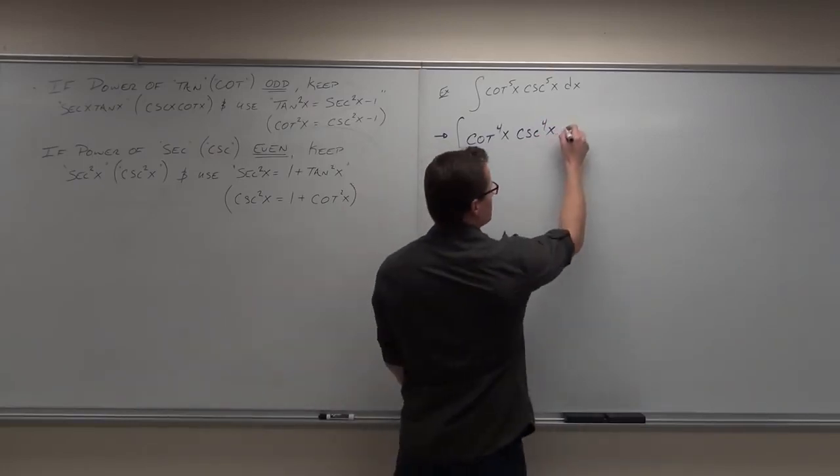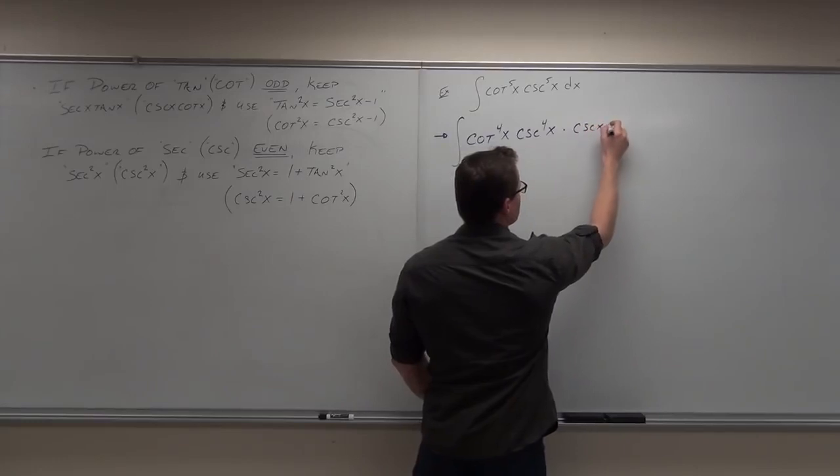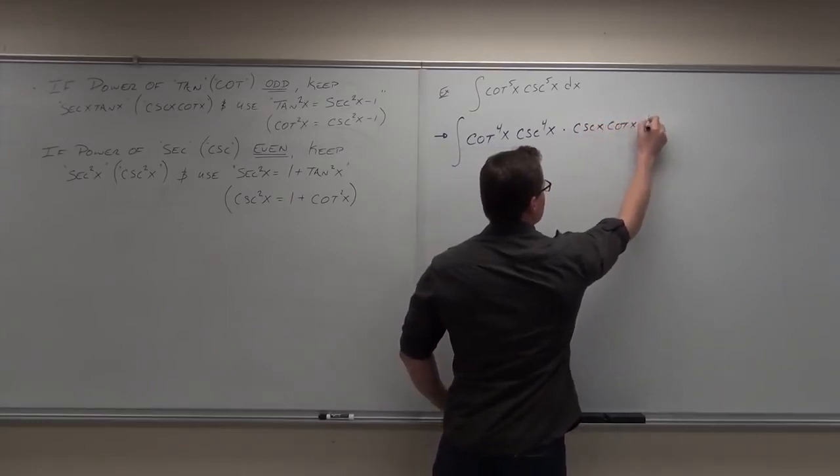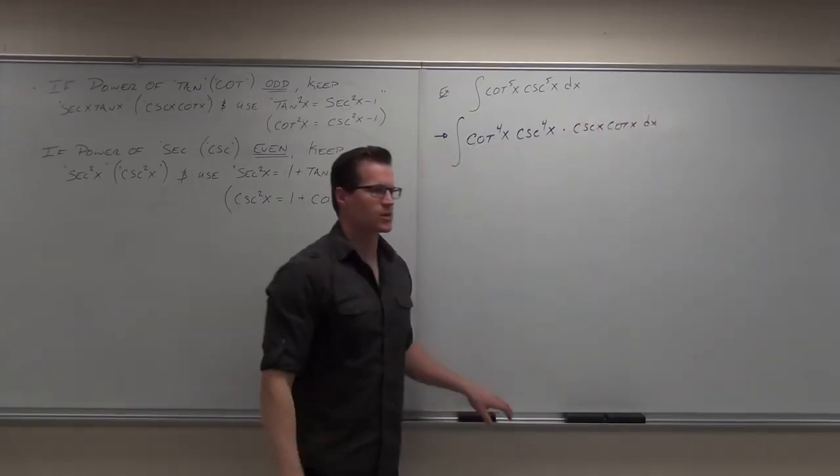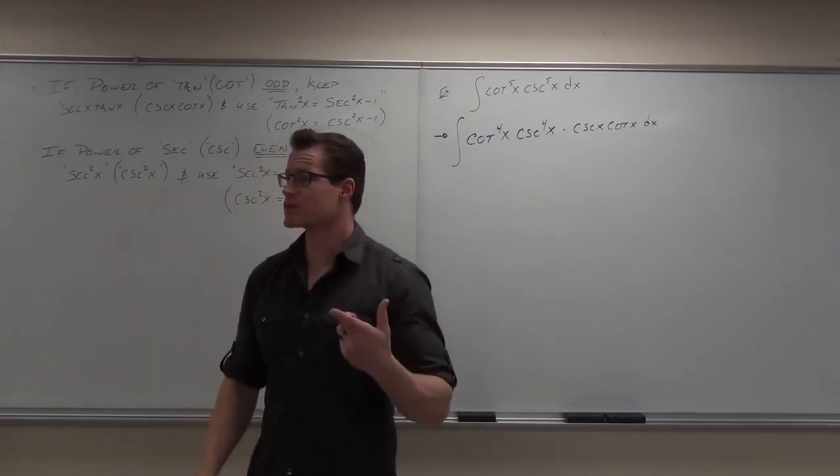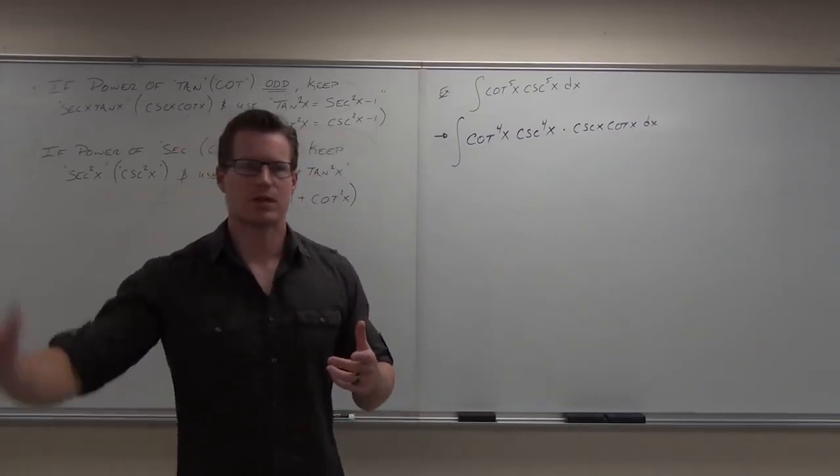I would just write it that way, because I'm used to seeing cosecant x, cotangent x dx. I would do that, because that's the way it looks in my head when I do derivatives. That's the way it looks. Show of hands, feel okay with that one so far?